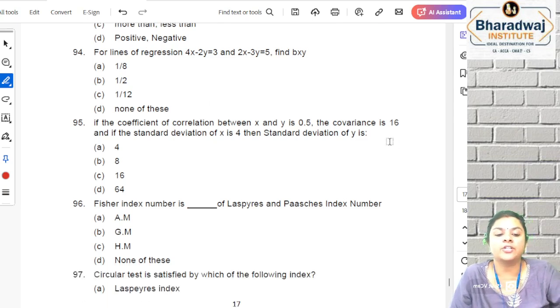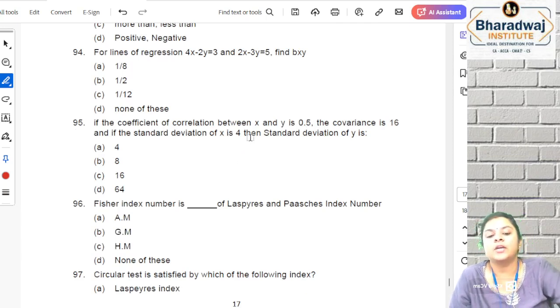95. Correlation coefficient is given. Covariance is given. Standard deviation of x is given. Formula: r is equal to covariance divided by sdx into sdy. Direct substitution of the formula.